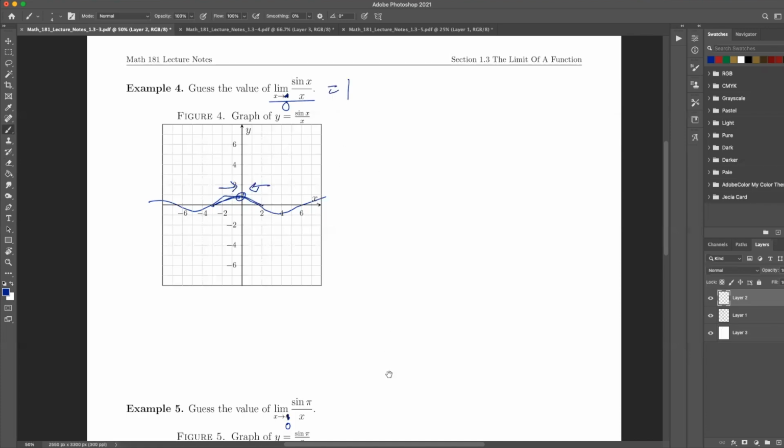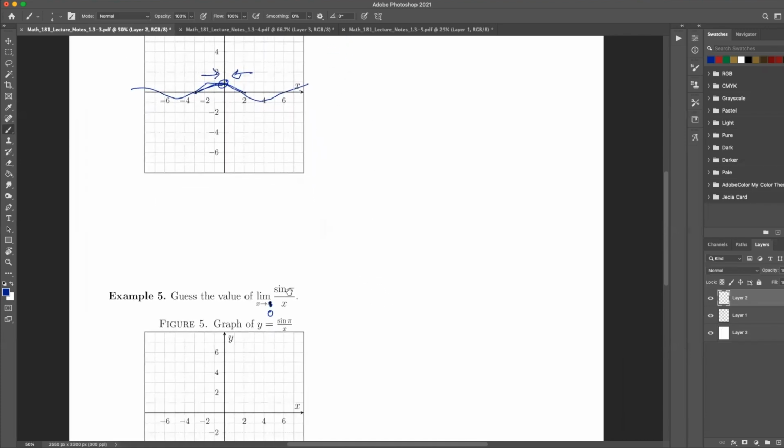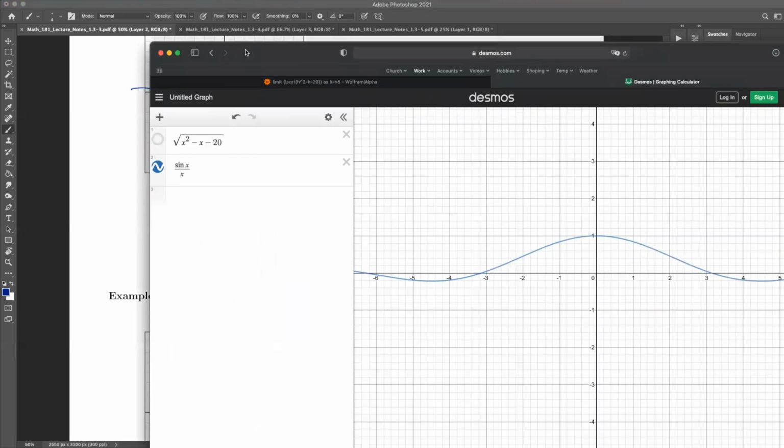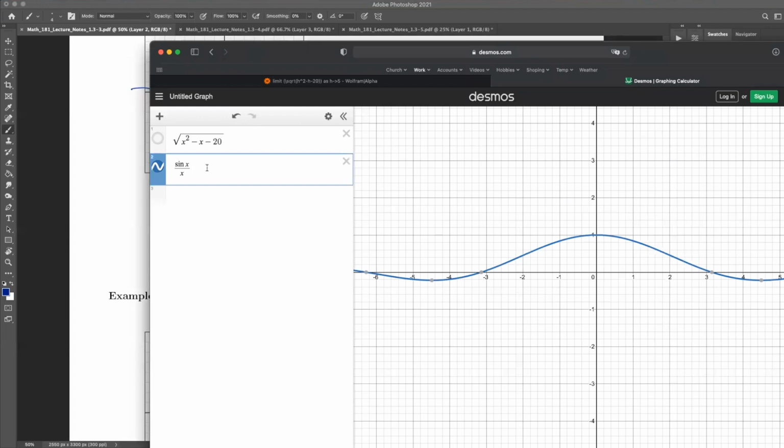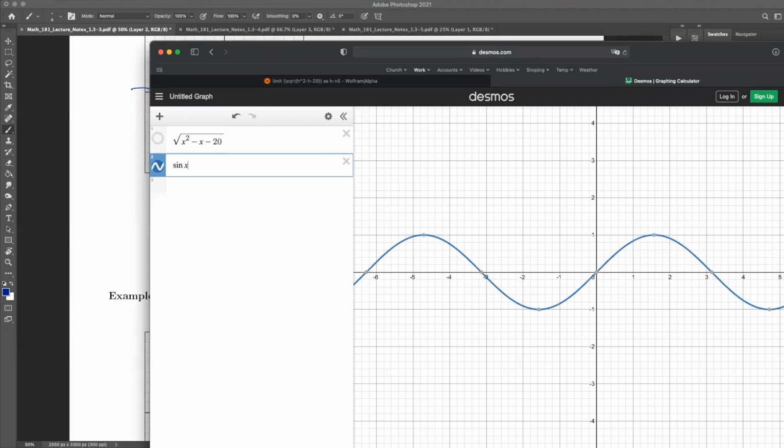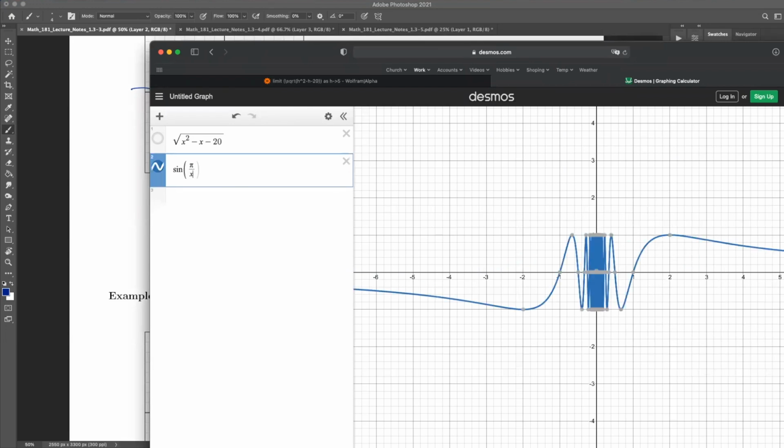All right, so let's do this again as x approaches 0, but now we're going to have sine of pi over x. I just made a bunch of mistakes on this, didn't I? So let me show you what I really meant to type in. We're going to look at sine of the quantity sine of pi over x. Sorry about the couple of mistakes on the notes.